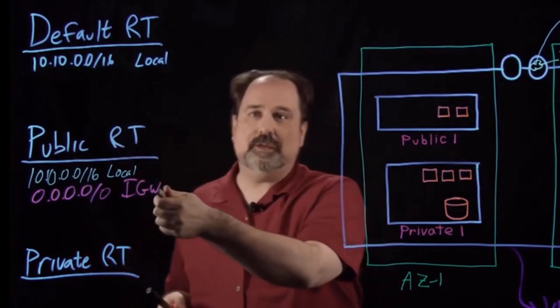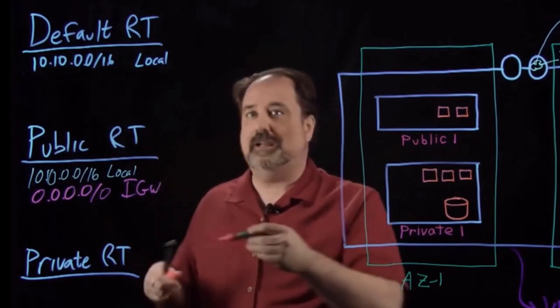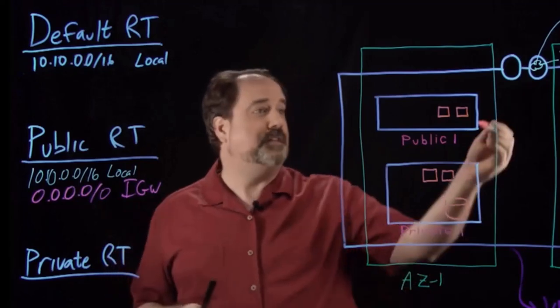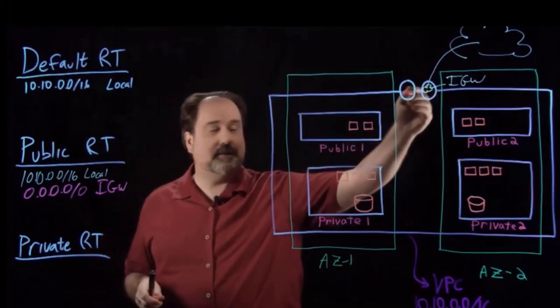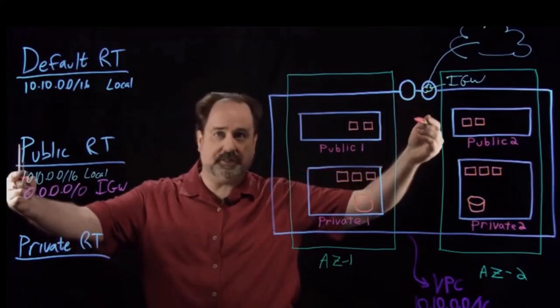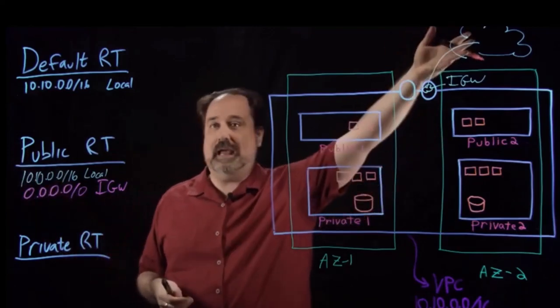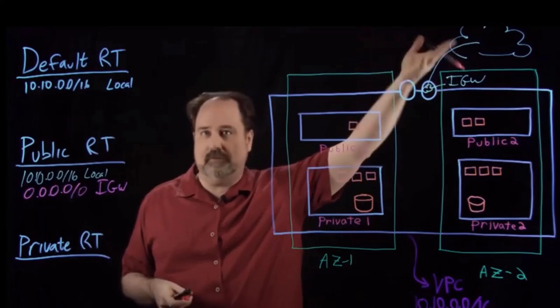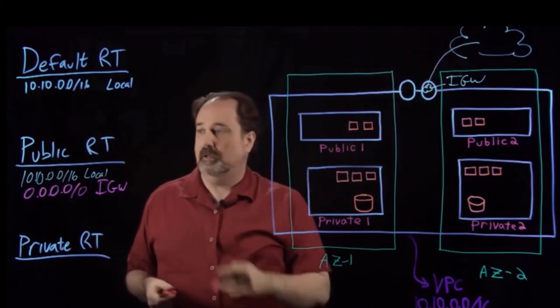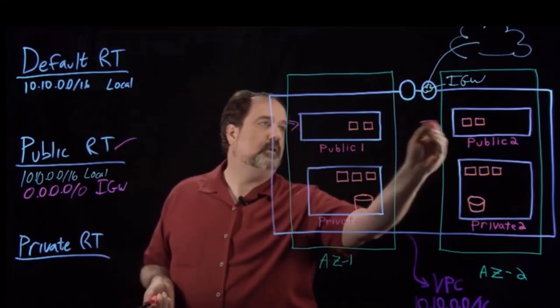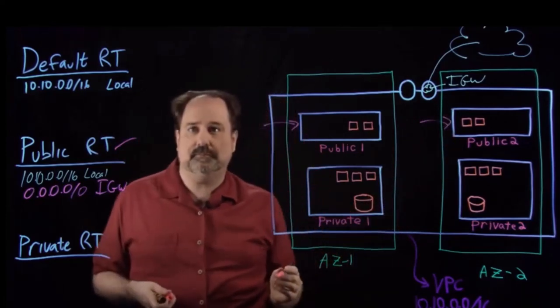Now, the IGW is not a physical server, it's a network construct. It is a highly available network construct that says that any content that is targeted that does not fall under the 10.10/16 will automatically be allowed to pass outside the region into wherever the DNS lookup sends it. Final thing we need to do is associate the public route table with the public subnets.